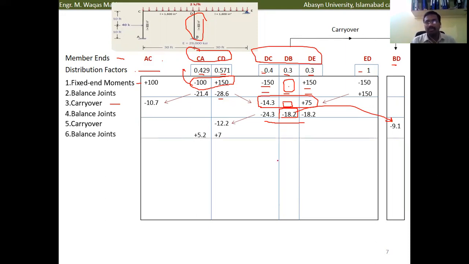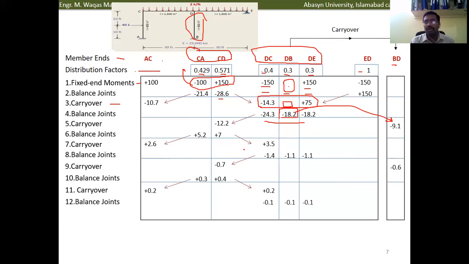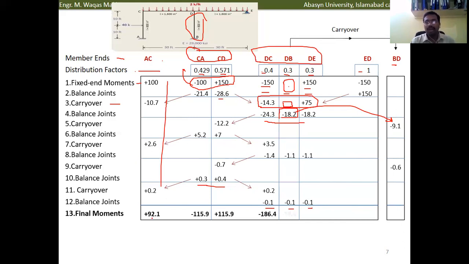And after that, we are going to repeat the same procedure time and again, like we did for the beam analysis, till we reach values that are almost similar or negligibly small at any joint. Like in this case, for joint C, we get the values of 0.3 and 0.4. For the other joints, we get the values of minus 0.1, minus 0.1, and minus 0.1, which are similar to each other. And ultimately, the summation of all the values in one particular column will lead to the final end moments for all members.